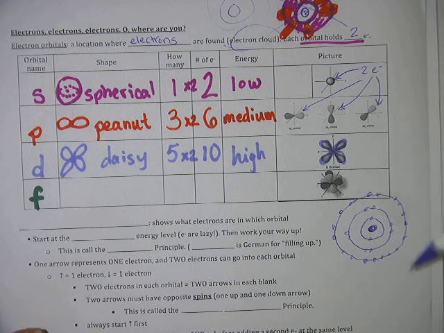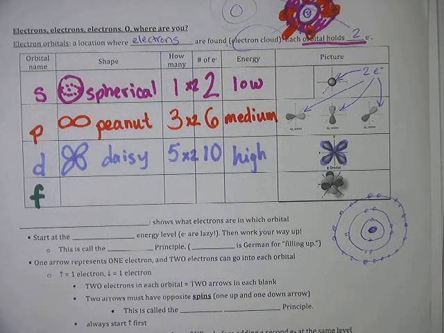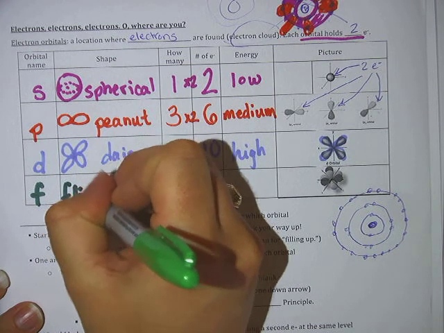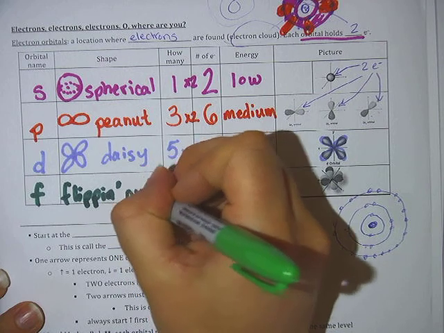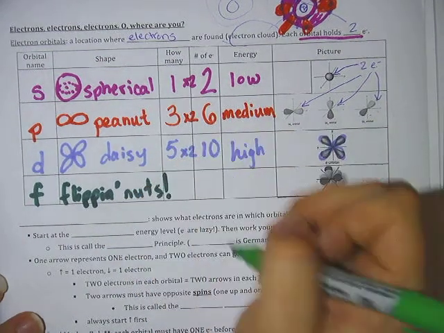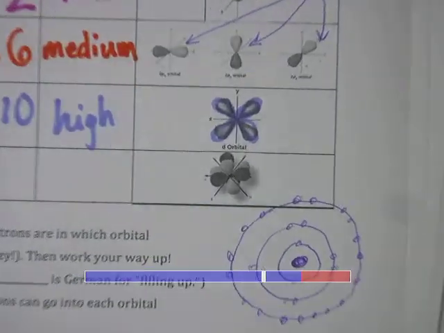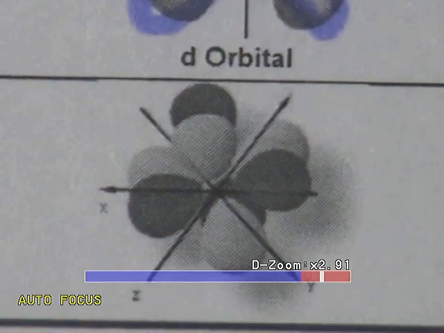So again, when they taught you that in middle school, 2, 8, 18, this is where those numbers come from. I know, it's mind-blowing. And then the last one, f orbitals, I'm not even going to try to draw them because they are flippin' crazy. Or I don't have room to write the word crazy, so I guess I'll write nuts. They're flippin' nuts. Okay, and here I'll zoom in on this picture so you can see it real well. But basically, they're all over the place.